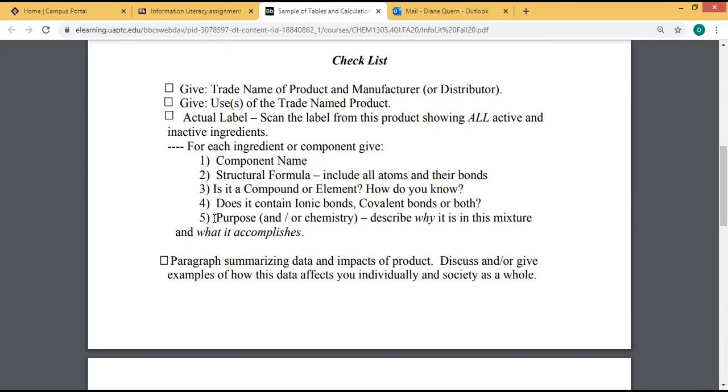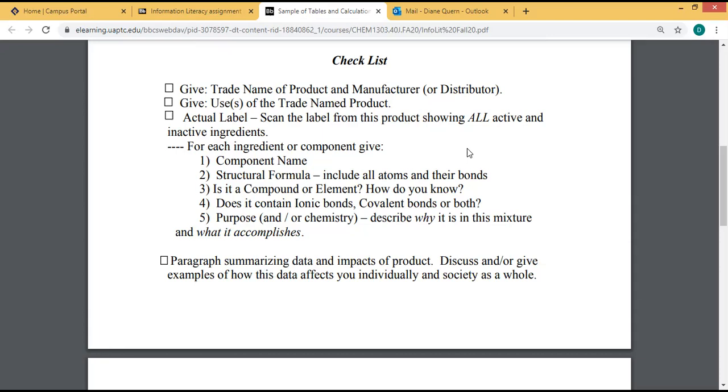Is it the active ingredient? Is it a binder? So if it's a pill, is it used to help bind the pill together? You're going to have to look up this information and figure out why it's in the product. So you'll do that. All 5 of those components will be involved for each of your ingredients.